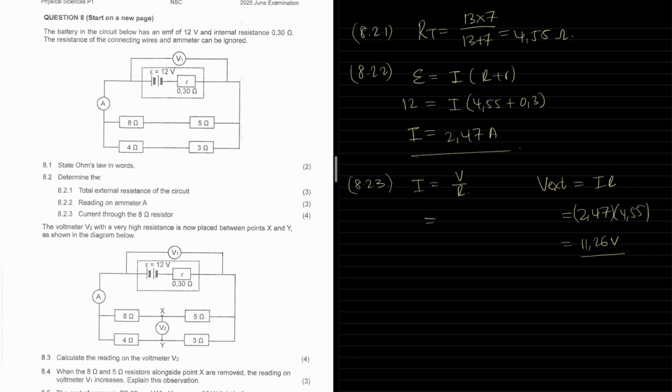So I can work out the current. It's going to be 11.26 divided by the entire branch, which is 13 ohms. Remember, the current going to the 8 ohm is going to be the same current going to the 5 ohm, so we have to take the entire branch. So it's going to be divided by 13, which is equal to 0.86 amperes.